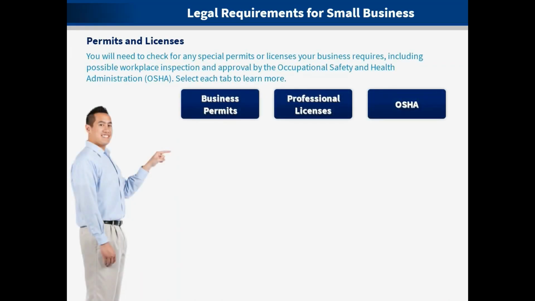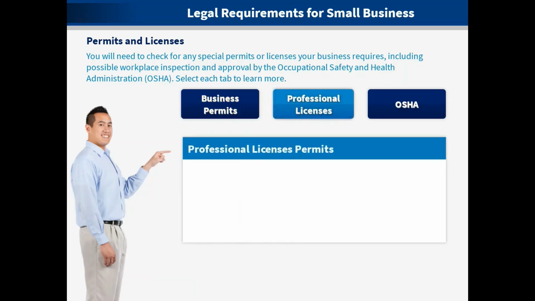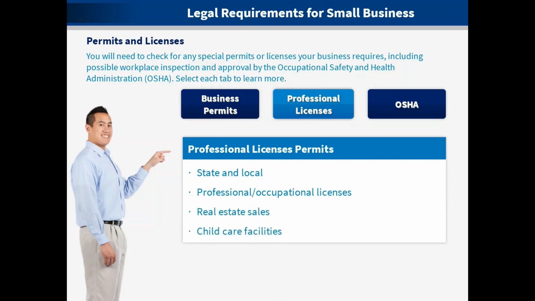You will need to check for any special permits or licenses your business requires, including possible workplace inspection and approval by the Occupational Safety and Health Administration, OSHA. Federal, state, and local governments may require special business permits for your business. Examples include a seller's permit for reselling wholesale merchandise or a health permit for food preparation businesses. Certain businesses or services may be required by state or local agencies to have professional or occupational licenses. Examples include real estate sales and operation of child care facilities.